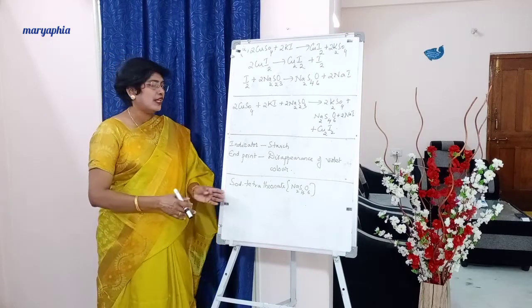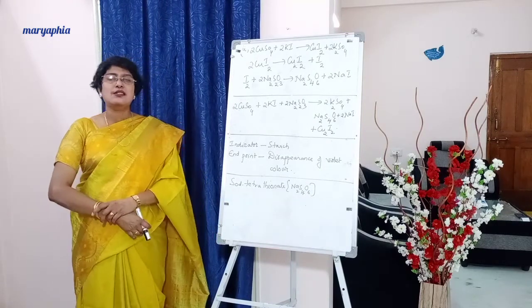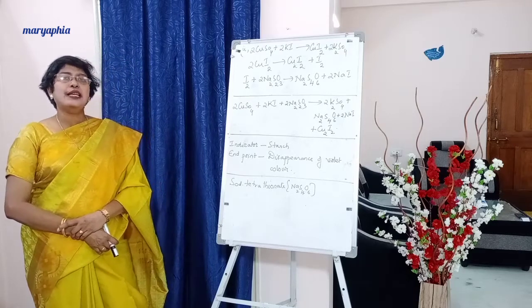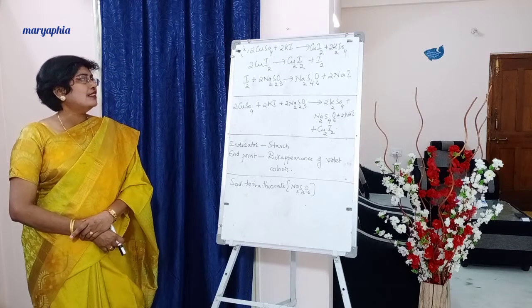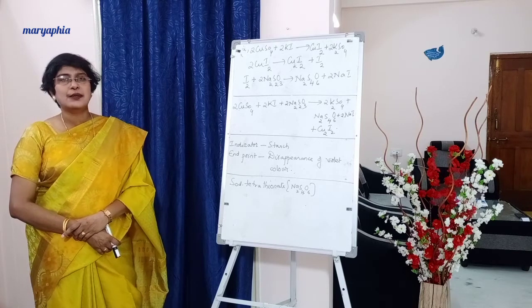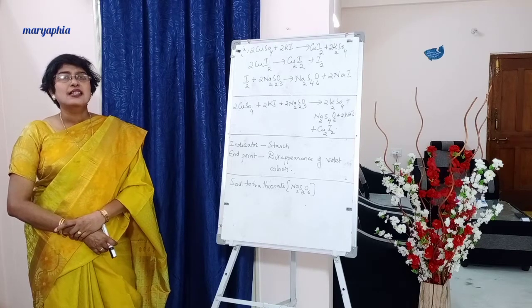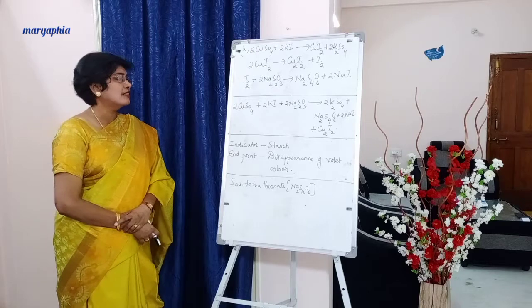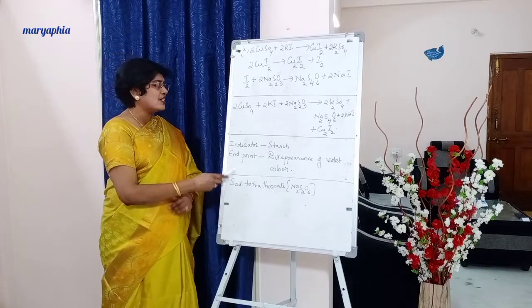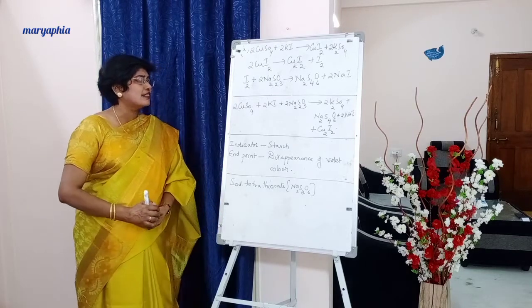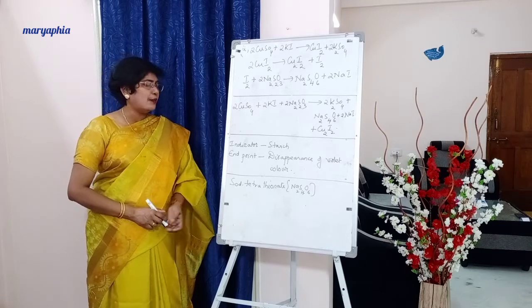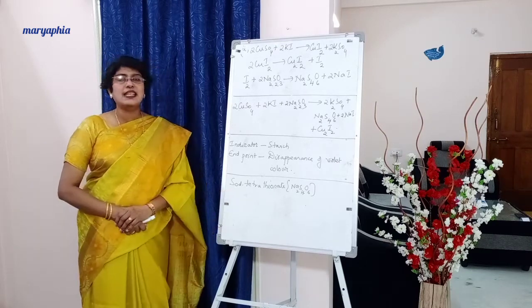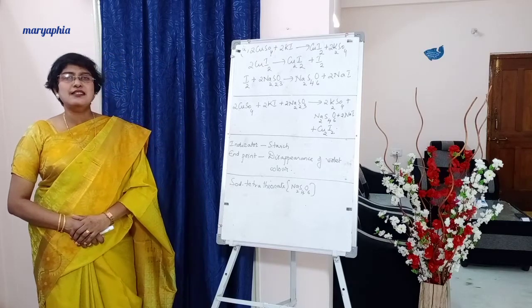So if you want, you can write the name of Na2S4O6, students. It is sodium tetrathionate. So till here comes under principle. Have you noted down, students? The two sets of reactions. Indicator is starch and end point is disappearance of violet color.